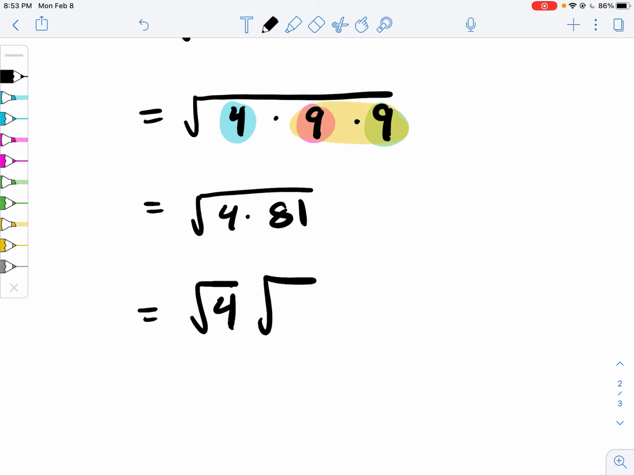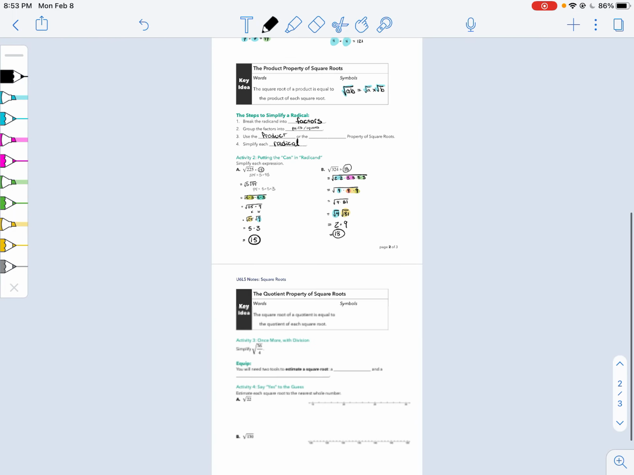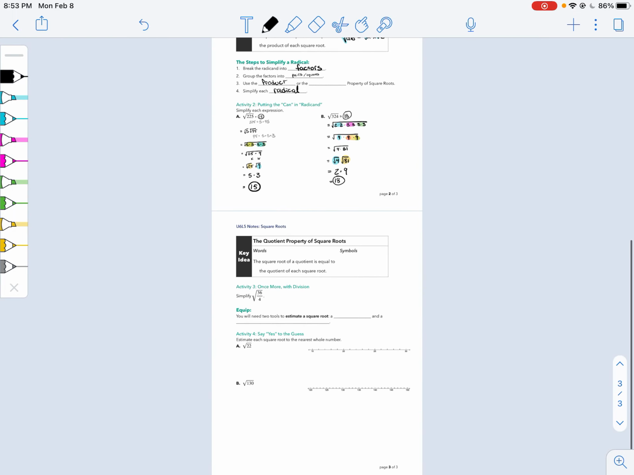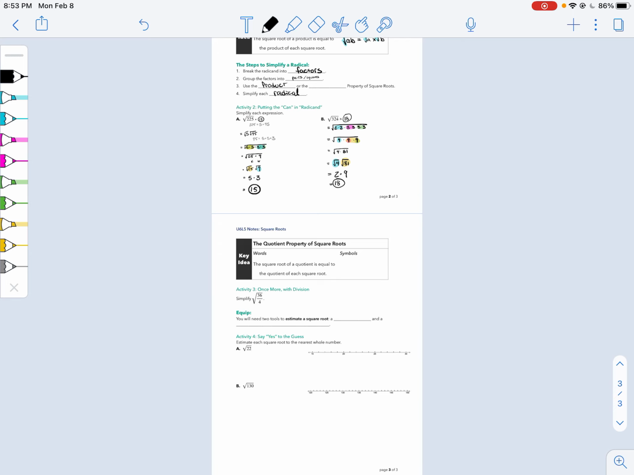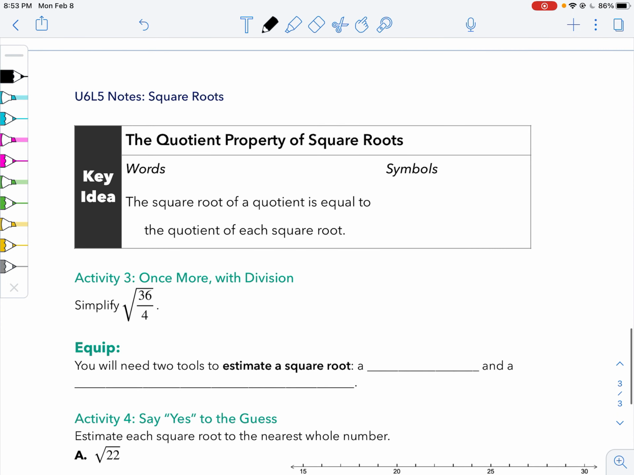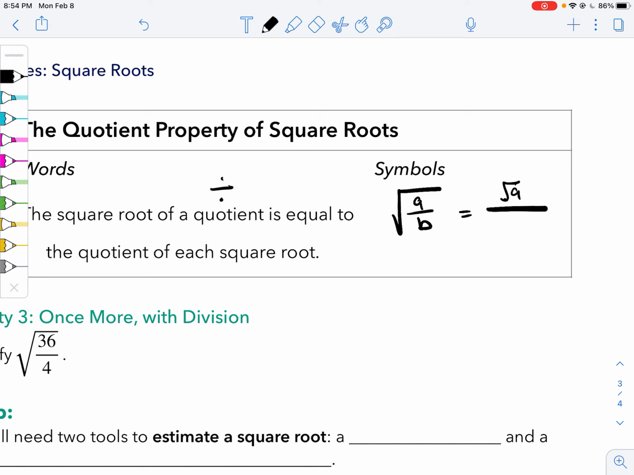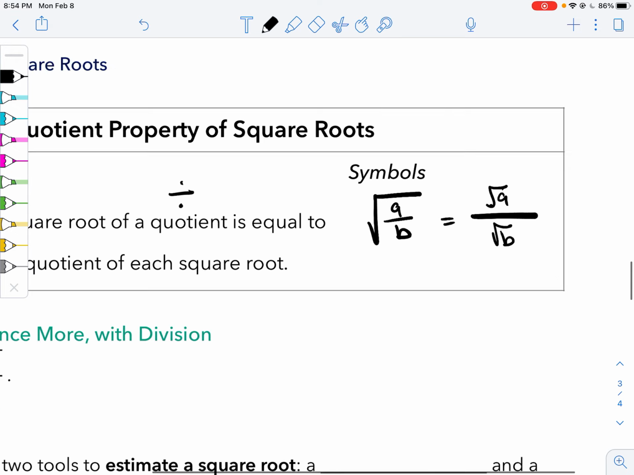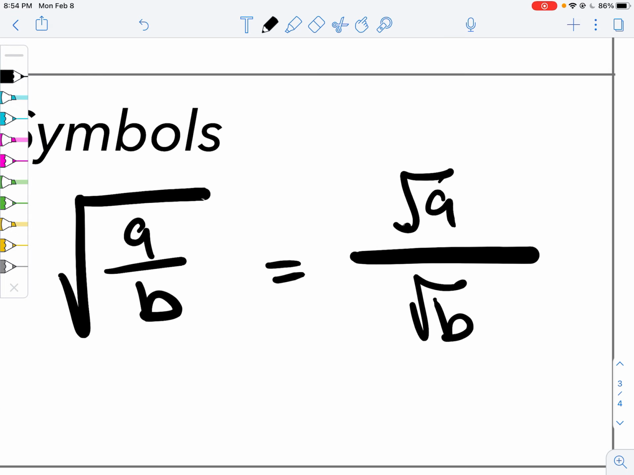So that's how to simplify a radical with factors, but we can also use the quotient property to do the same thing. Remember, quotient means divide. So the square root of a quotient, a number divided by a number, is equal to the quotient of the square roots. So what's great is square roots behave exactly like you want them to.